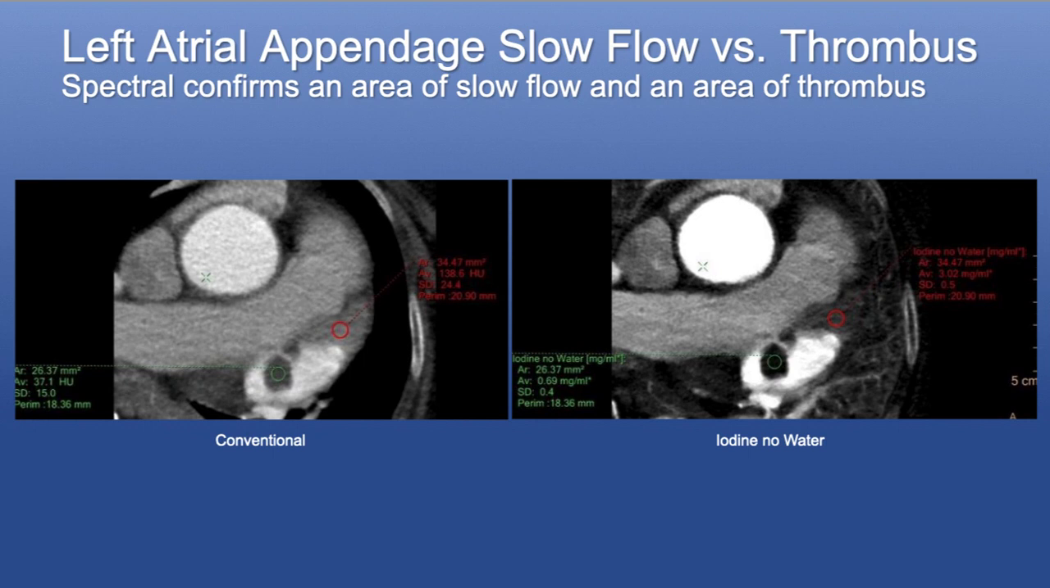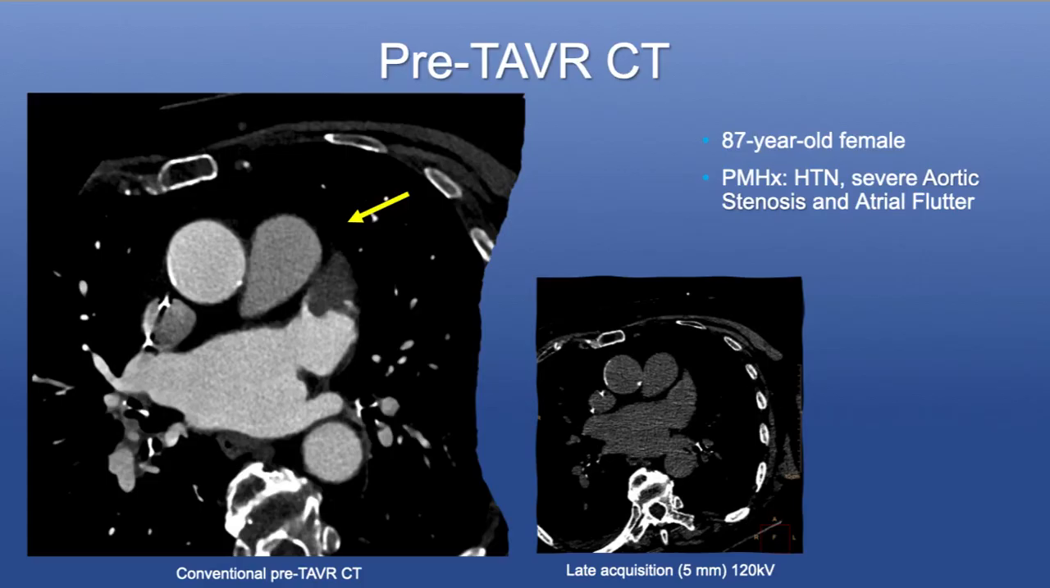The idea is that with spectral CT, we can use iodine no water to quantify the content of iodine in the appendage. And in that way, there are some newer studies, mostly from groups from China, that have seen that we can use both the ratio between the appendage and the ascending aorta, or the quantification of the iodine content in the appendage, to be able to determine whether this is a slow flow versus real thrombus.